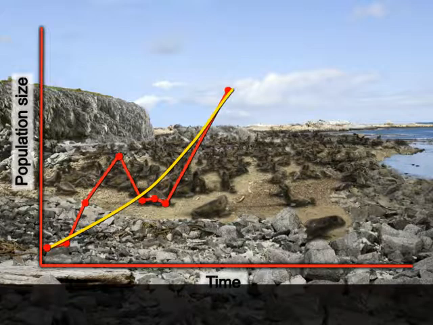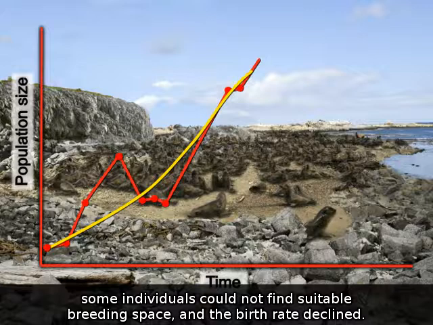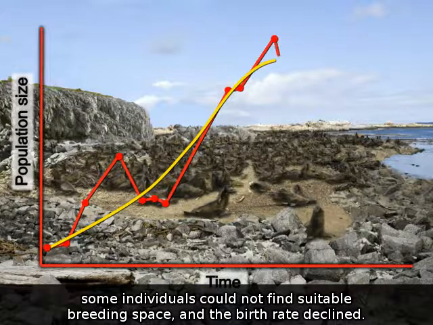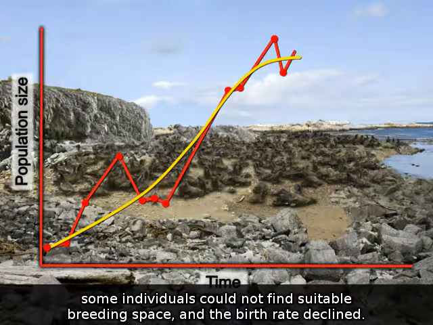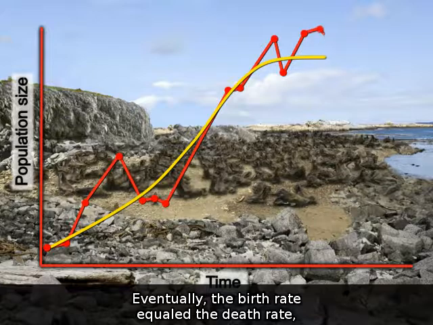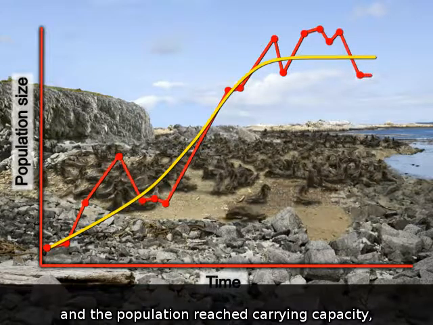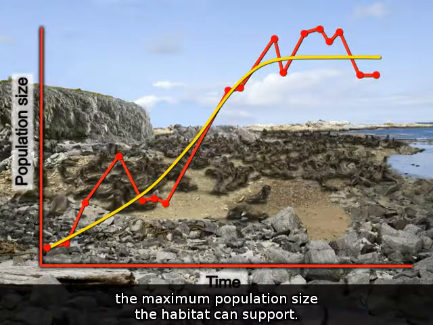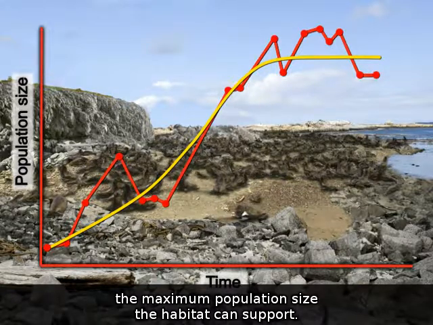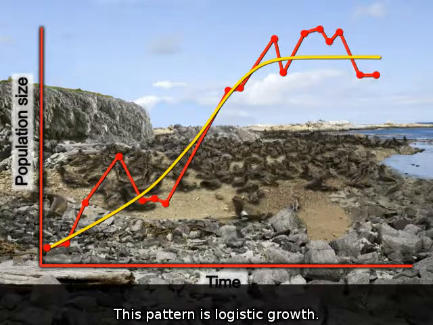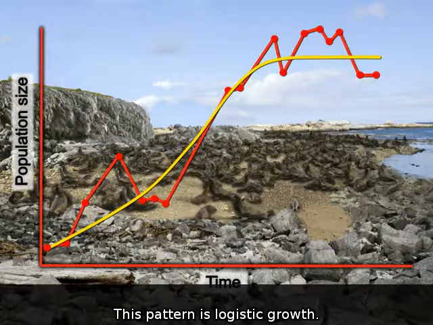But as growth continued, some individuals could not find suitable breeding space, and the birth rate declined. Eventually, the birth rate equaled the death rate, and the population reached carrying capacity, the maximum population size the habitat can support. This pattern is logistic growth.